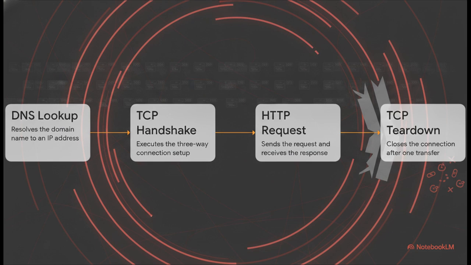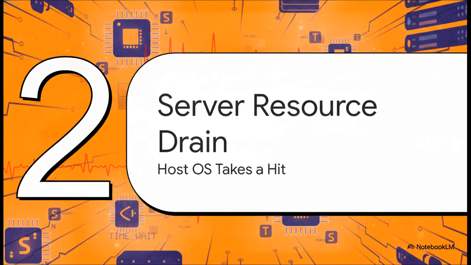First, you have to do the DNS lookup, then execute the three-way TCP handshake. Then, finally, you actually send the HTTP request and get the response, and then you have to execute the TCP teardown. Creating and closing these connections over and over for 300 different assets just squanders crucial CPU cycles and network bandwidth strictly on transport overhead, rather than transferring actual application data. Which leads us to part 2, server-side resource drain.